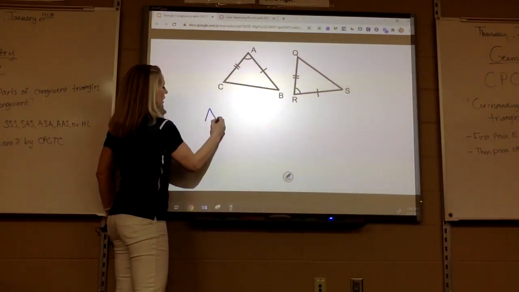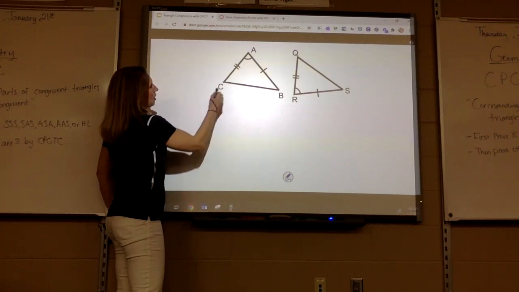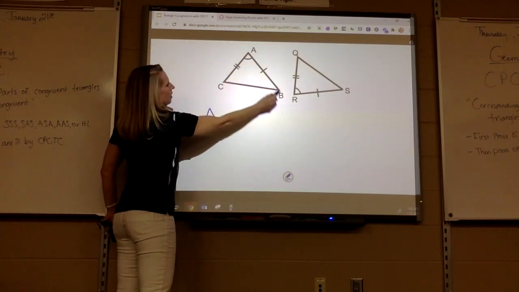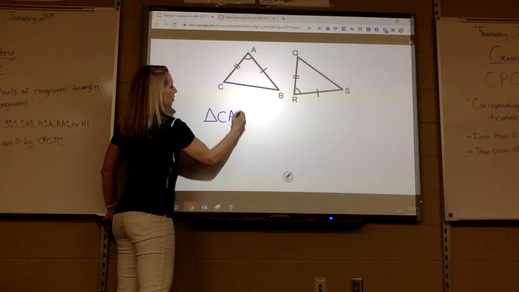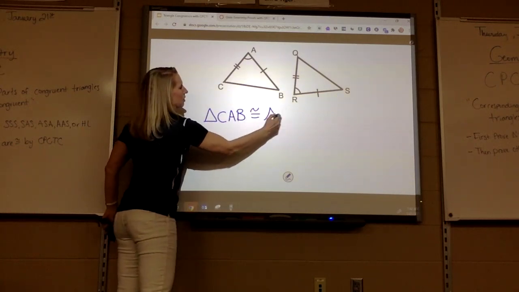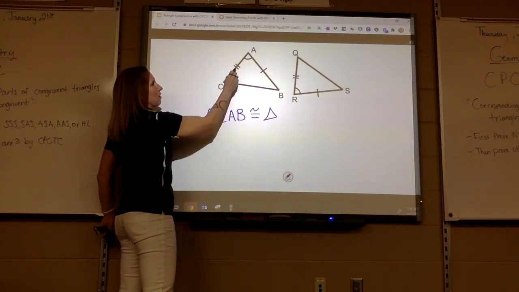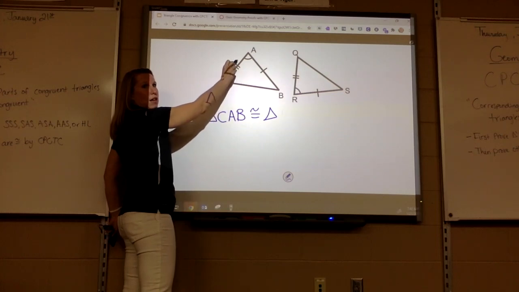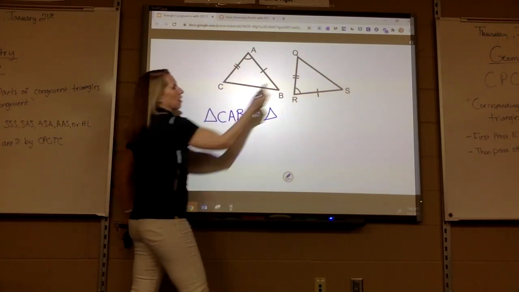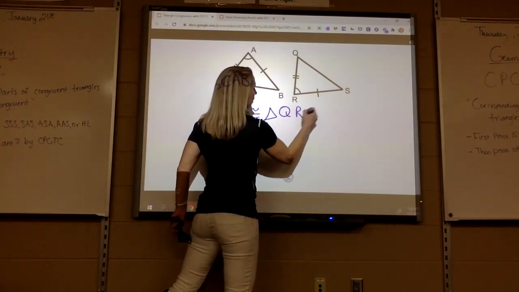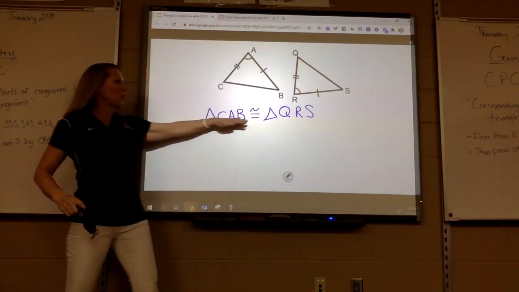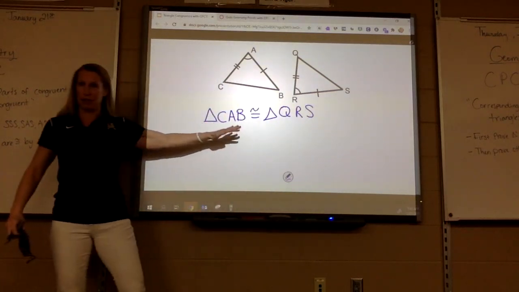Let me try to write a congruent statement. So I can say triangle, let's start with C, go to A, and then go to B. C, A, B would be congruent to triangle. So notice I went over the side with two slashes first, right? QRS. Good. Q, R, S. So those corresponding parts match up perfectly.